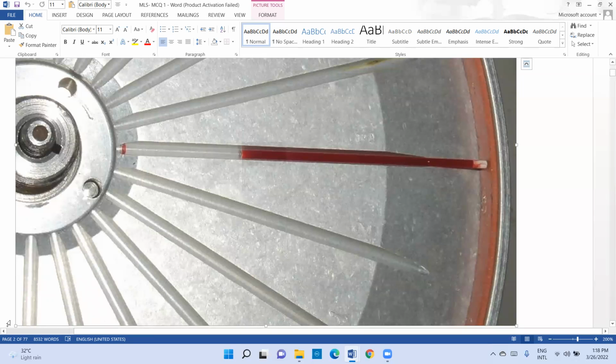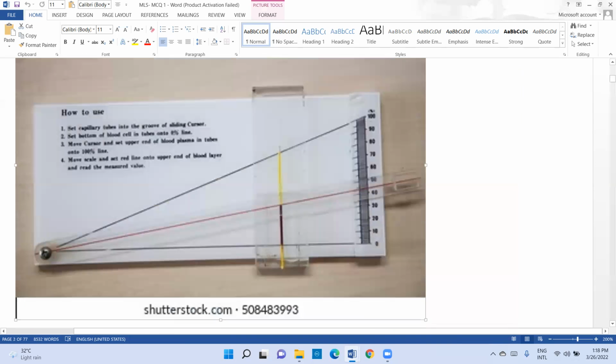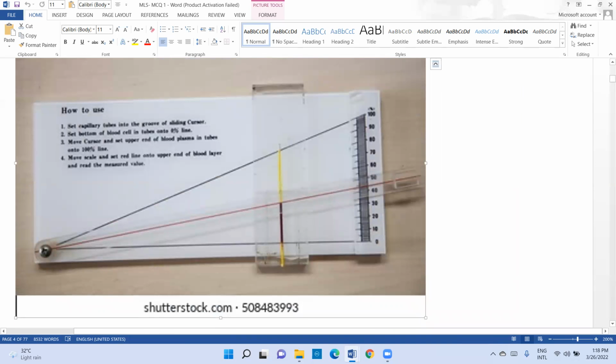So this is an example. This is after centrifugation. This is the cover. So this is how you measure the HCT value. There is a special apparatus. You place the bottom level at this line and the upper level of the red cell pack at this level. Then you can directly read the HCT value.